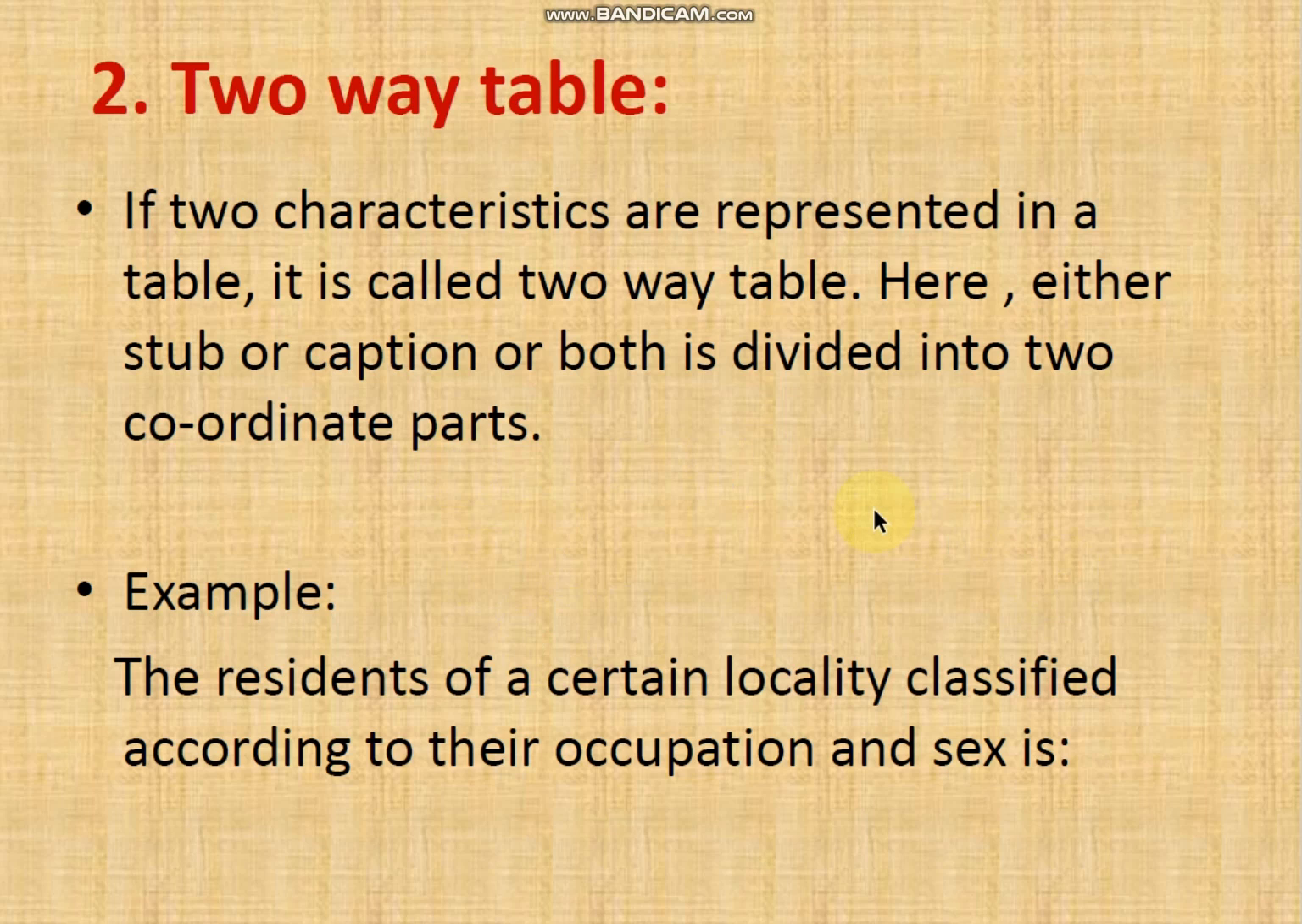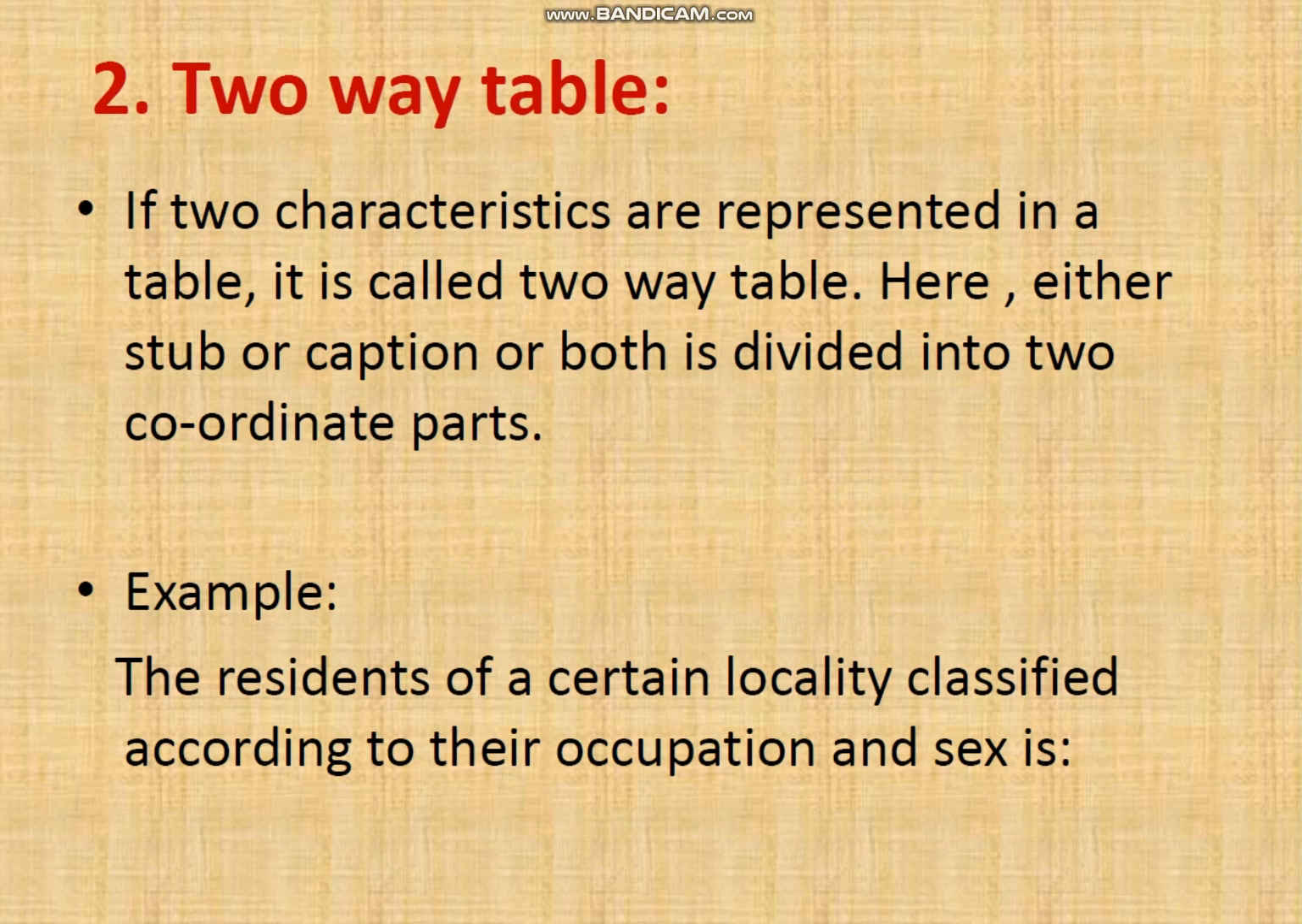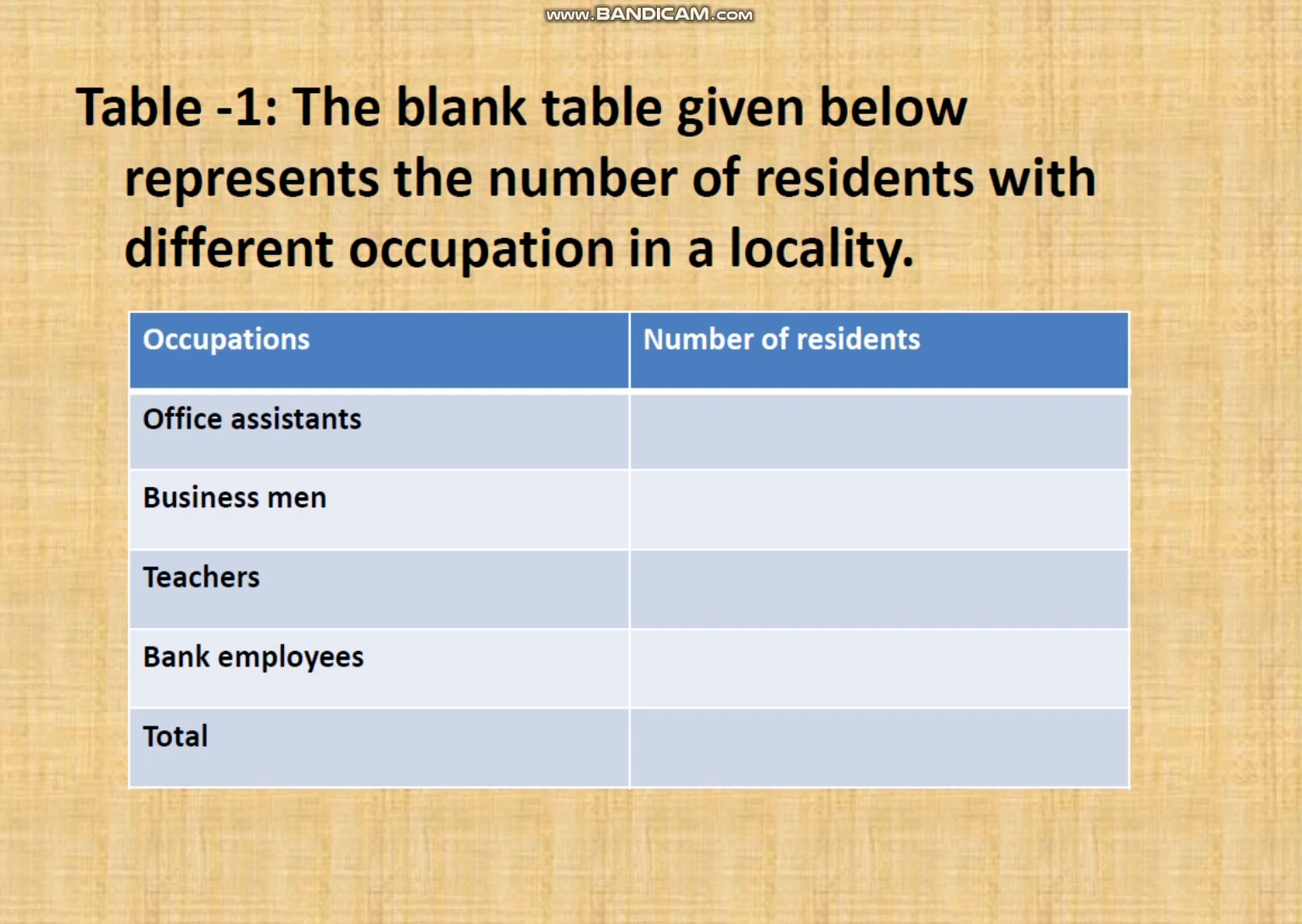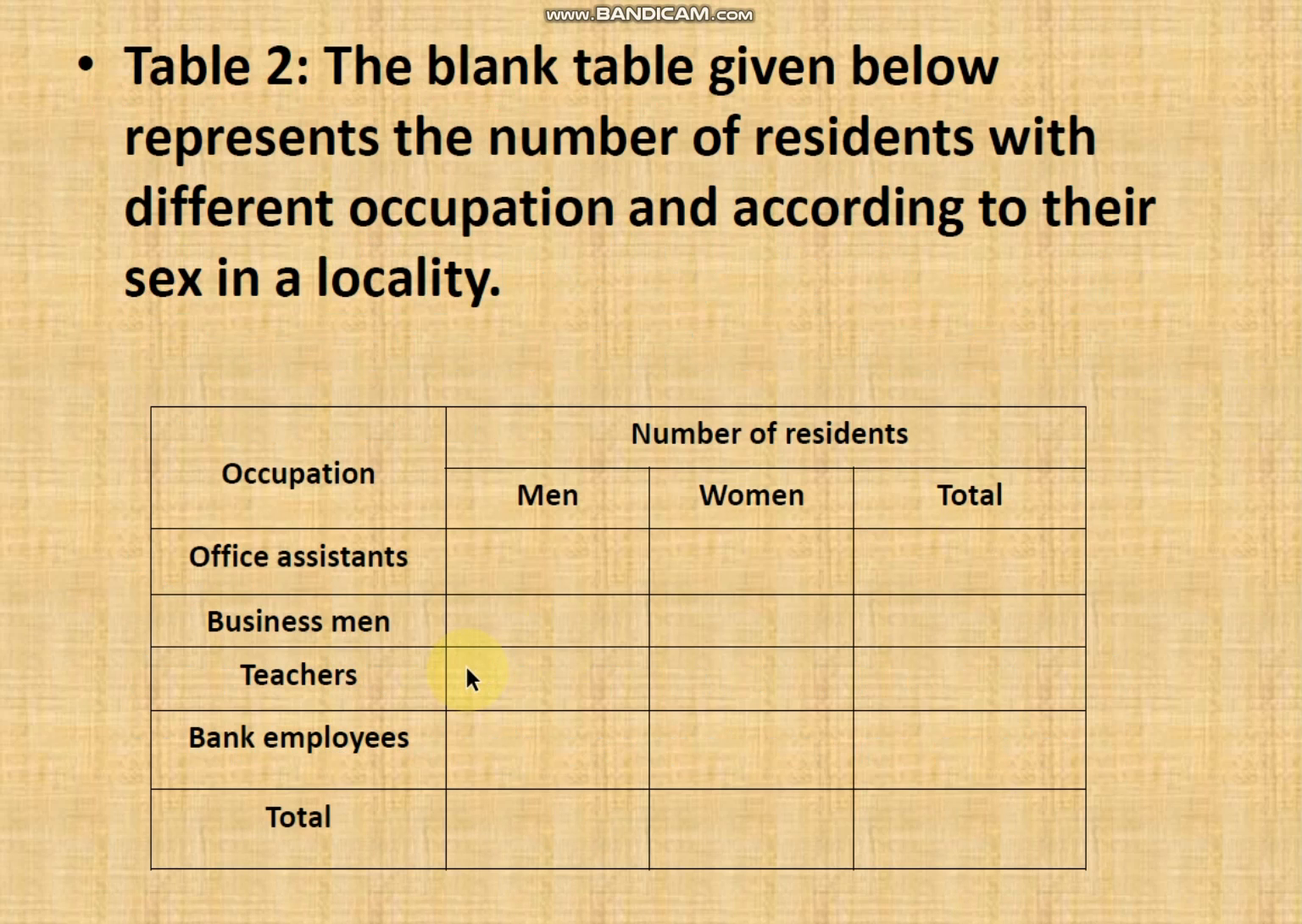Again, if you consider the previous example, this example would be further subdivided like this. Occupation: office assistants, businessmen, teachers, bank employees. The total here will be 100. Now the number of residents has been divided with respect to gender, men and women. Of the office assistants in the given number of people in the locality, how many of them are men and how many of them are women. Similarly, businessmen, how many of them are men and how many are women.